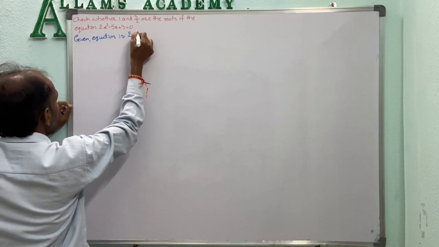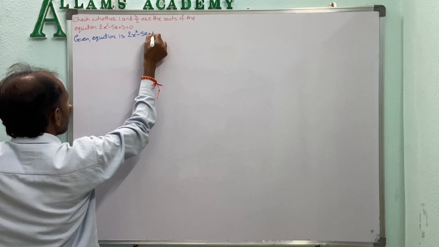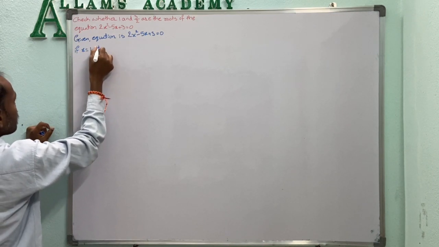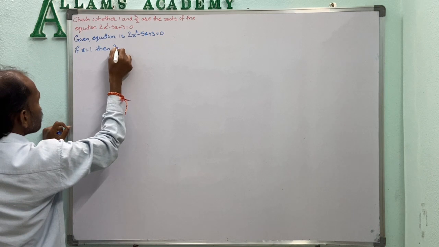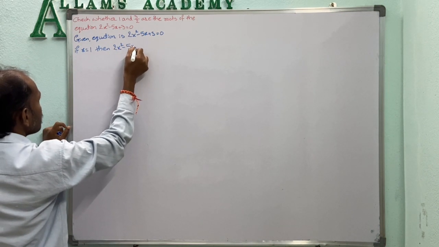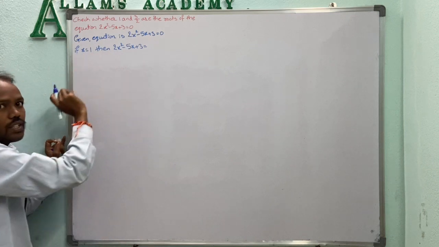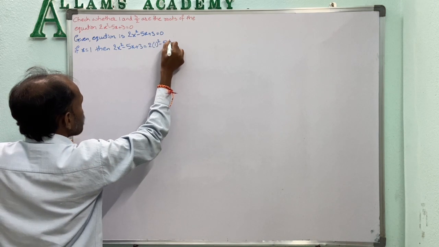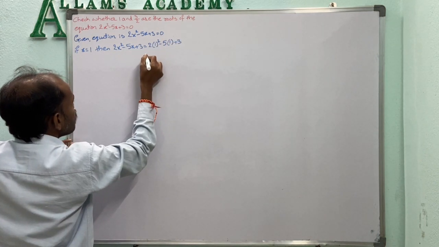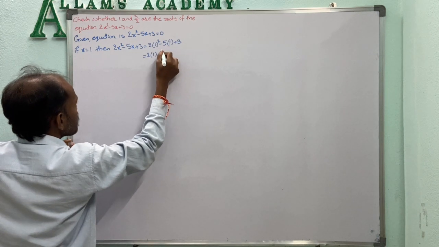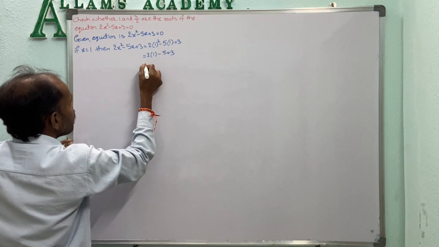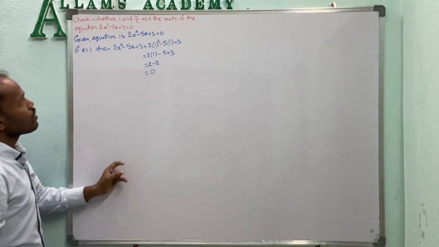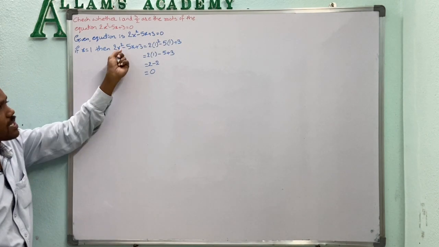2x square minus 5x plus 3 equal to 0. Now, if x equal to 1, then 2x square minus 5x plus 3, substituting in the place of x 1. So 2 into 1 square minus 5 into 1 plus 3. So 2 into 1 square is nothing but 2, 5 into 1 is 5, plus 3. 2 minus 5 plus 3 is nothing but 0. So now here we get 0, that is why it is a root.